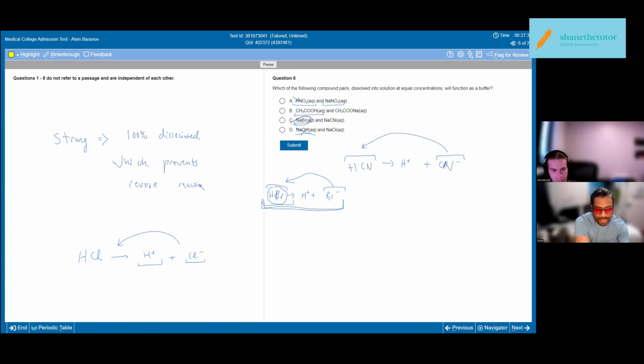If it went backwards to make HCl, guess what? We're using up H plus. So we're going to have less H plus, and our pH is going to go up. But if it's a strong acid, it's defined as not going backwards, which means that that conjugate base must be weak.